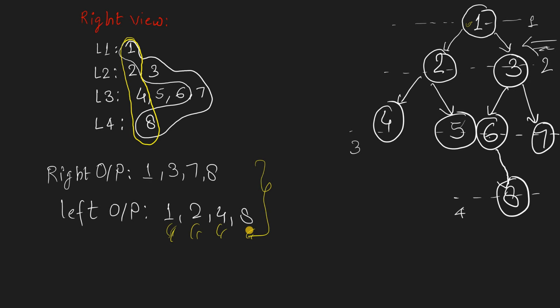tree. Okay, so if you haven't watched the video for the level order traversal, I highly recommend you go back, watch that video, and then come back to this video, because in the coding part we are going to write the same code which we wrote for the level order traversal. The only thing that we are going to do is a slight modification, and we'll be done with the left view and the right view of the binary tree.